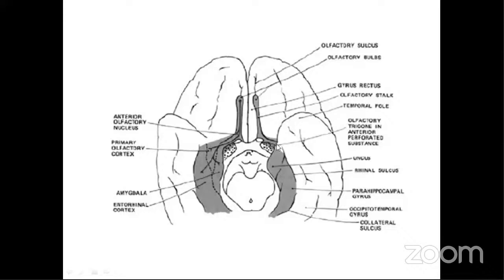The olfactory trigone is involved in the perception of olfaction only. Only the olfactory perceptions are received here. And this area is collectively known as the primary olfactory cortex. So the anterior perforated substance is bounded laterally by the lateral olfactory stria and medially by the optic chiasm. From this primary cortex, the neurons go to the secondary cortex, which is the entorhinal cortex located in the temporal lobe.